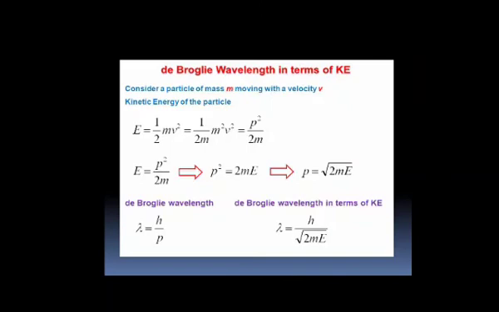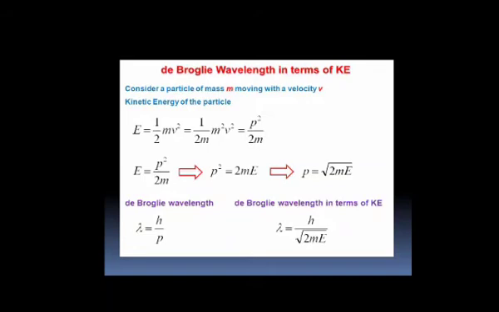Even we can express this de Broglie wavelength in terms of kinetic energy E. The expression for kinetic energy is E is equal to half mv square. Take one m extra and cancel it, so we get 1 divided by 2m times m square v square. But m into v is momentum p, so the numerator will be p square divided by 2m. So kinetic energy is equal to p square divided by 2m.